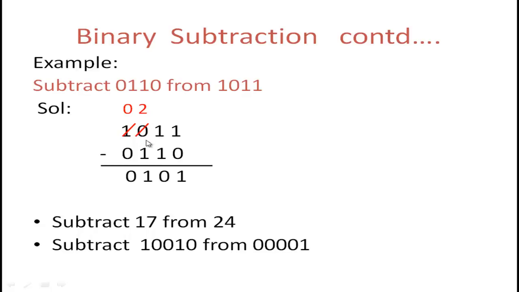This is the second case of the table, where you have to subtract 1 from 0. For that, this 0 will take a borrow from 1, this will become 0, and it will become 2. So 2 minus 1 is 1, further 0 minus 0 is 0. This will be the difference between these two numbers.